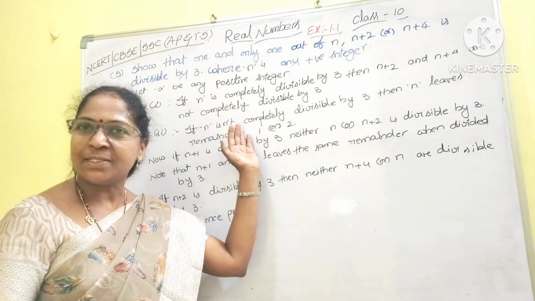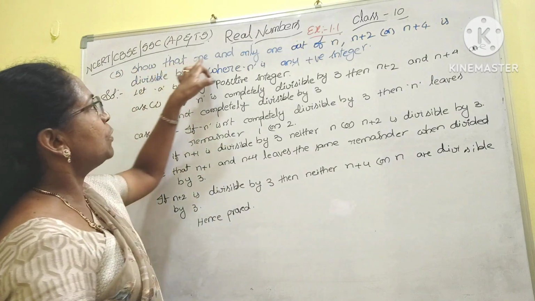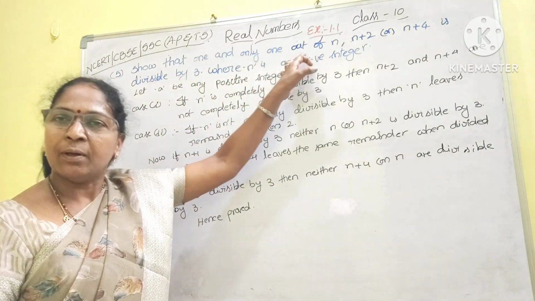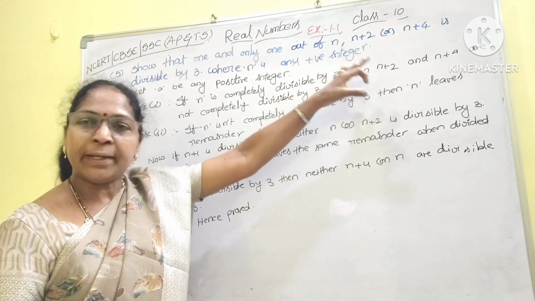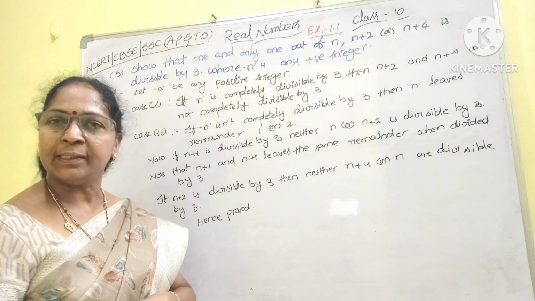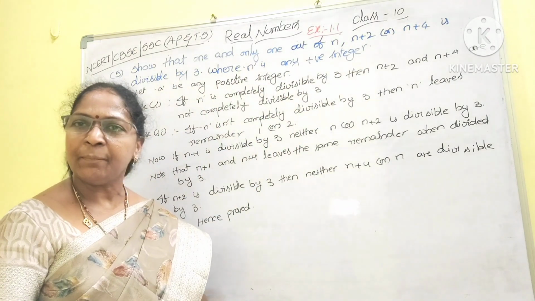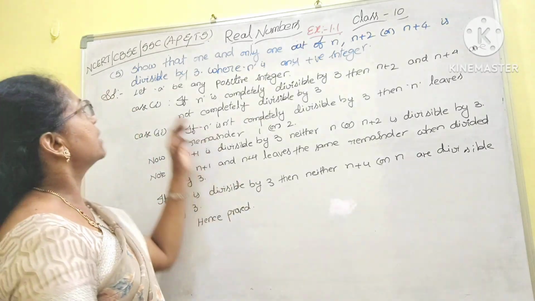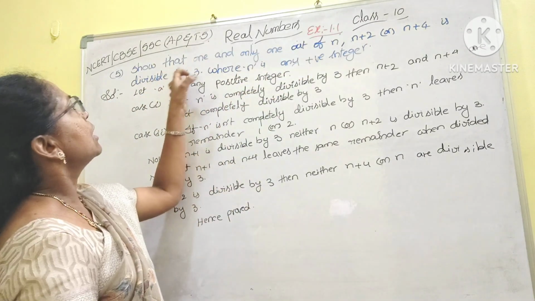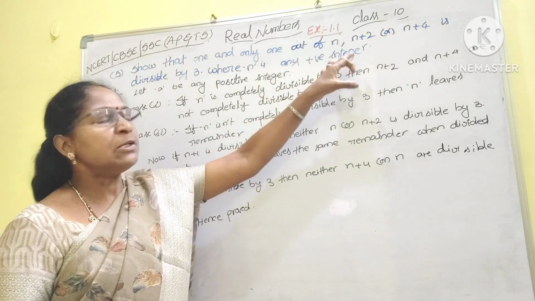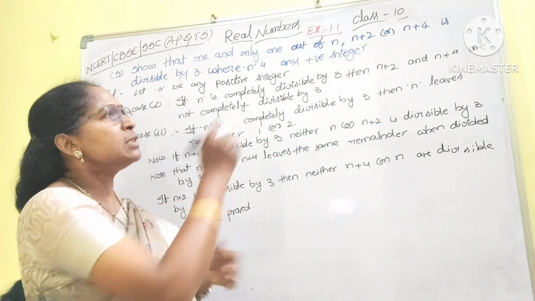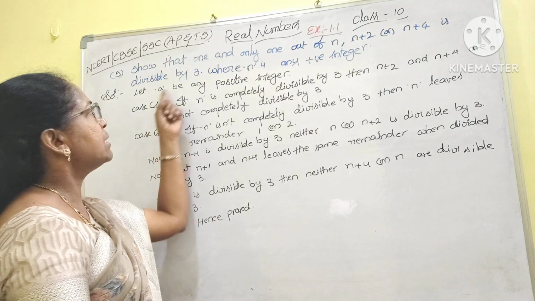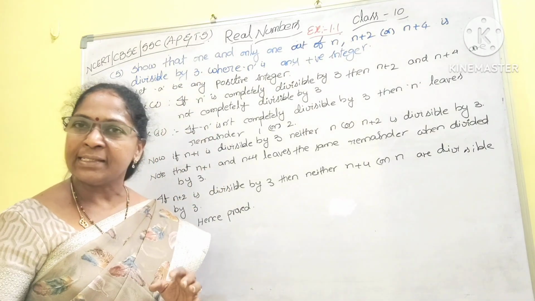Next, last question in this exercise. Show that one and only one out of n plus 2 or n plus 4 is divisible by 3, where n is any positive integer. That is the condition. Here 3 numbers, only one, n plus 2 or n plus 4. Among those 3 numbers, only one number is divisible by 3, where n is a positive integer.